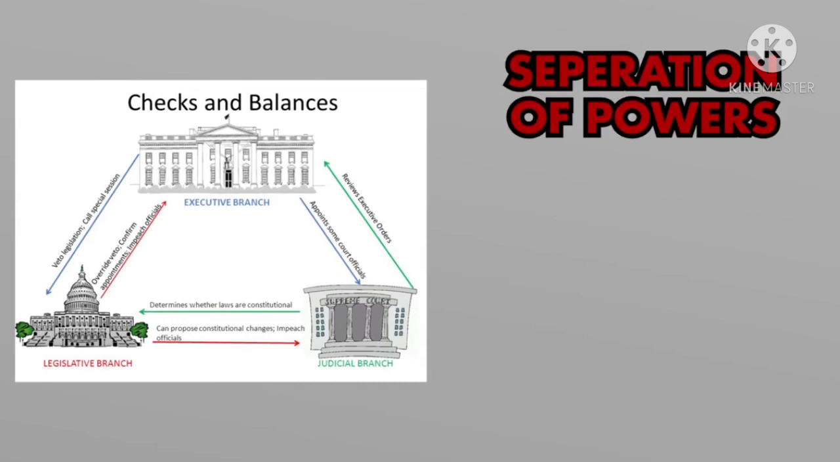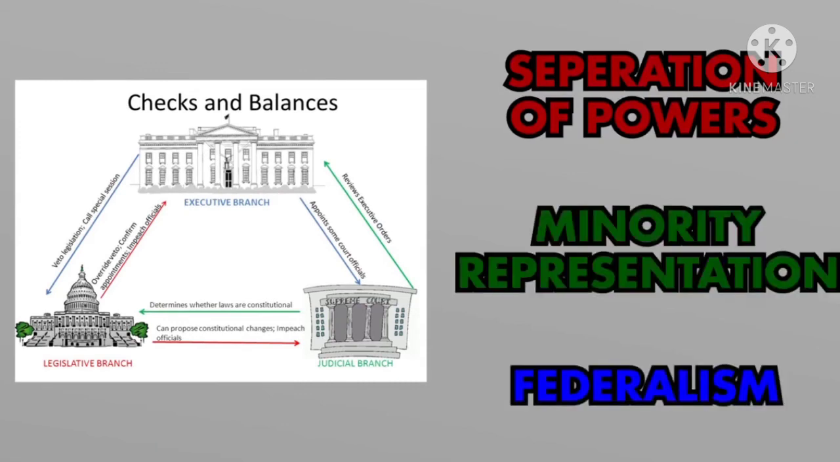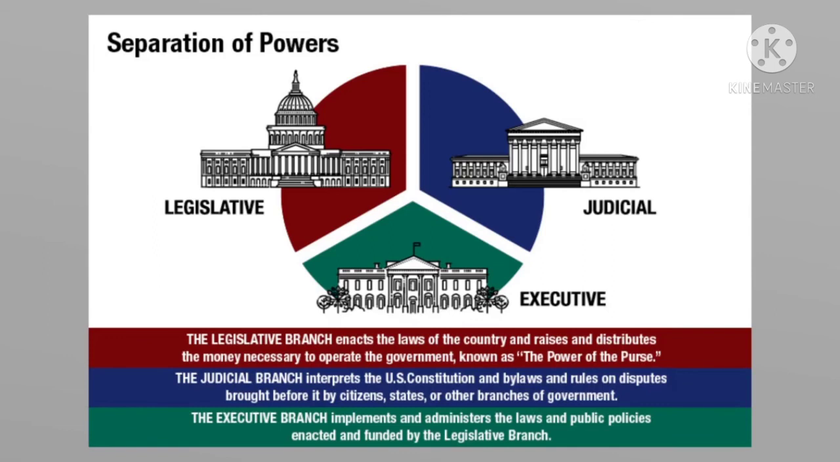Now, checks and balances. These 3 branches of government are there to check on each other so that none of them would assert and abuse power. So they have used it in the form of separation of powers.